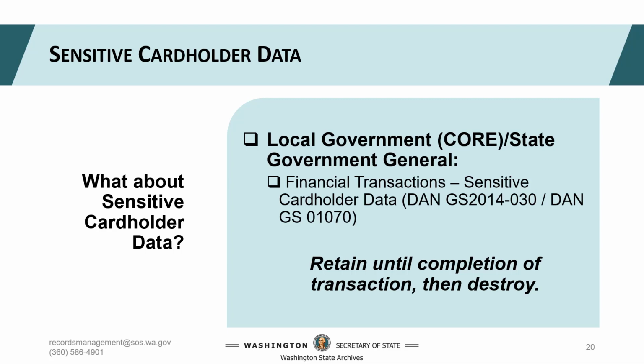This data should be retained under a more relevant financial record series. For example, if you receive a billing stub that contains sensitive cardholder information, destroy the sensitive information after verification of payment, and then keep the rest of the record according to the billing stub's DAN. And you'll want to cut out that sensitive cardholder data.